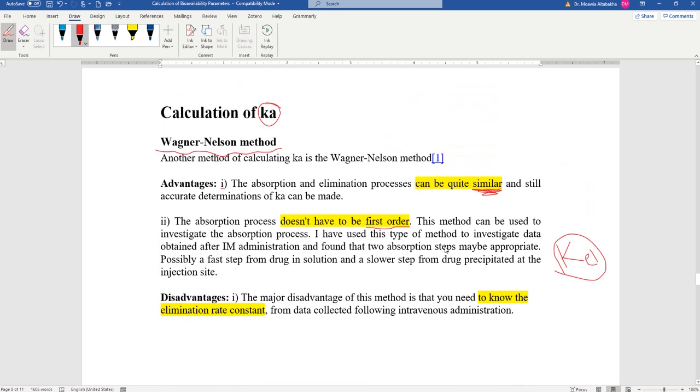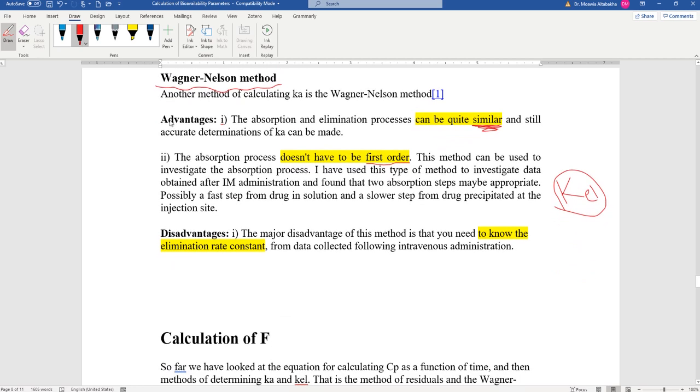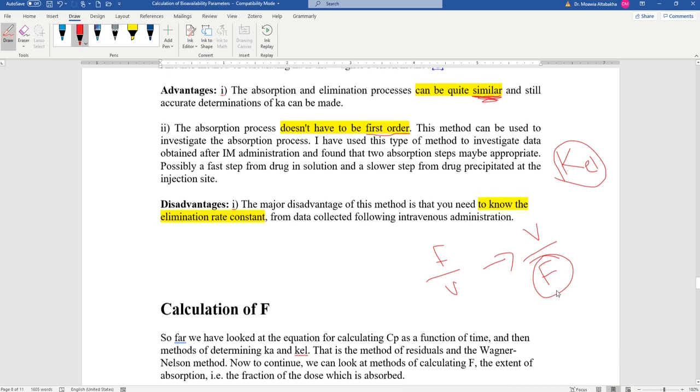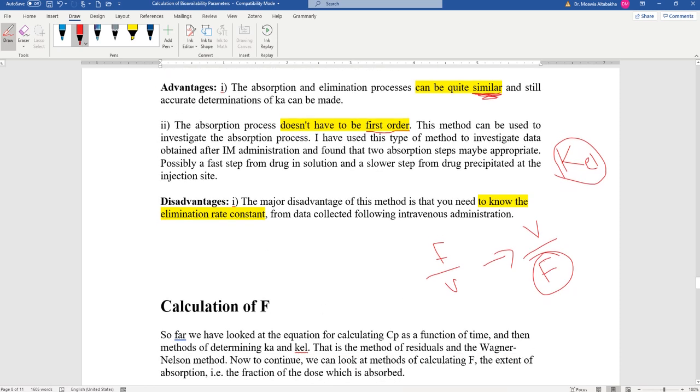Now, whether we are talking about the Wagner-Nelson method or the residual method, in the end you will get F over V, or better, we calculate it as V over F. So we don't get F, which talks about the extent of drug reaching the systemic circulation. We don't get it directly. We get a ratio. And this is a problem that we will talk about in our next video.